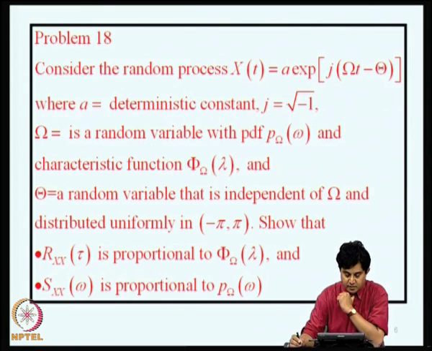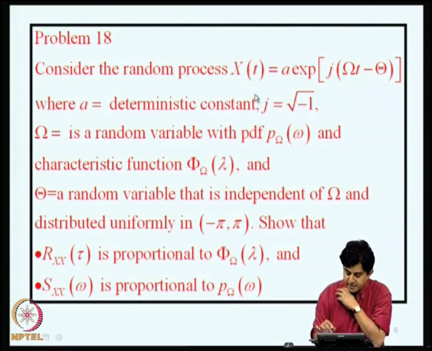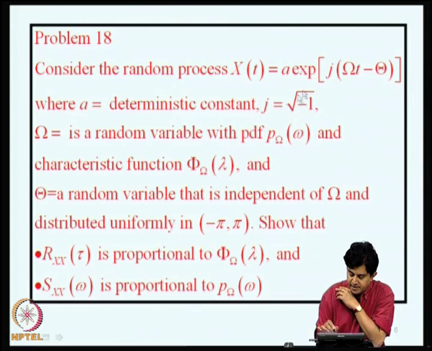In the next problem, we consider a random process x of t which is A into exponential j omega t minus theta. A is a deterministic constant, j is square root of minus 1, a complex number, capital omega is a random variable with probability density function p omega of omega and characteristic function phi omega of lambda. Theta is a random variable that is independent of omega and distributed uniformly in minus pi to plus pi. So, we are asked to determine the autocorrelation and power spectral density function of x of t and show that they have certain properties.